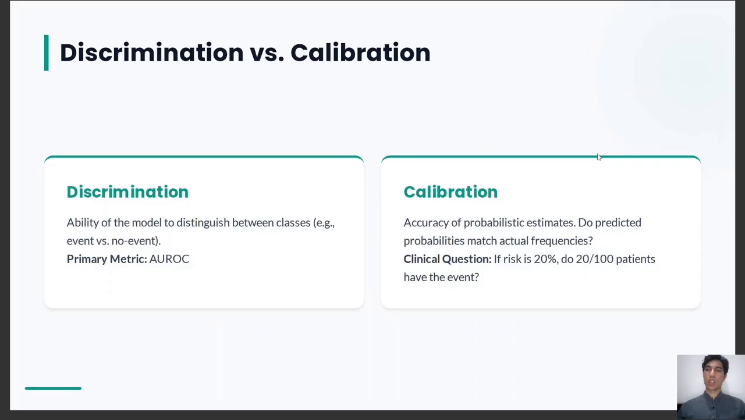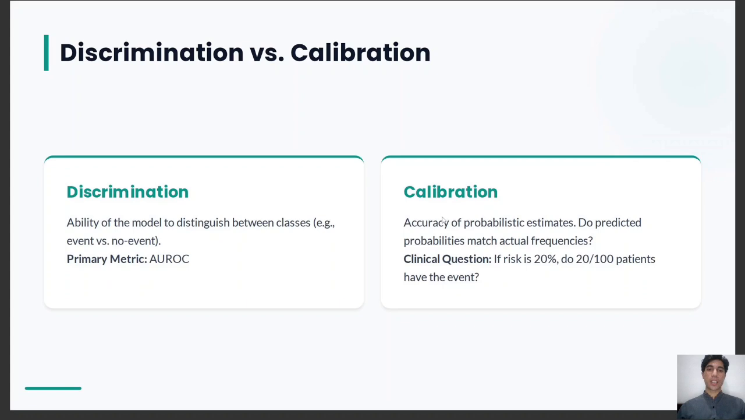First thing is that there are two terms: discrimination versus calibration. The difference between discrimination and calibration is that discrimination is the ability of a model to distinguish between classes, for example, positive or negative classes. And the primary evaluation metric that we use for discrimination is area under the receiver operating characteristic curve. And we have already seen this in the previous code.